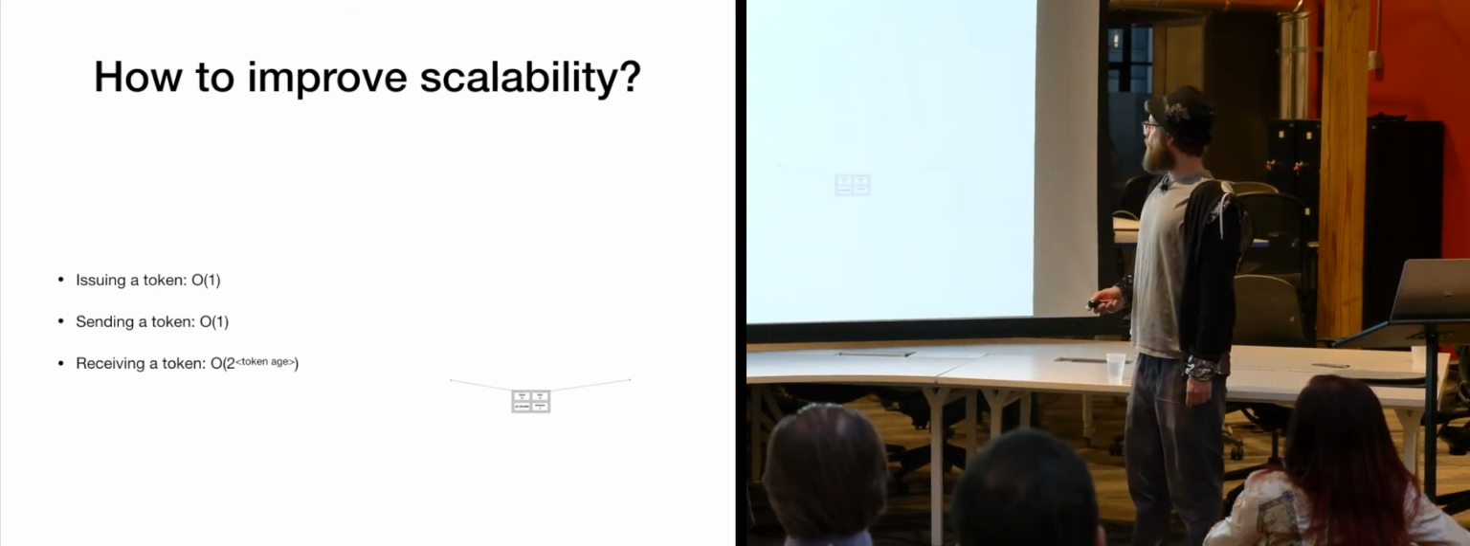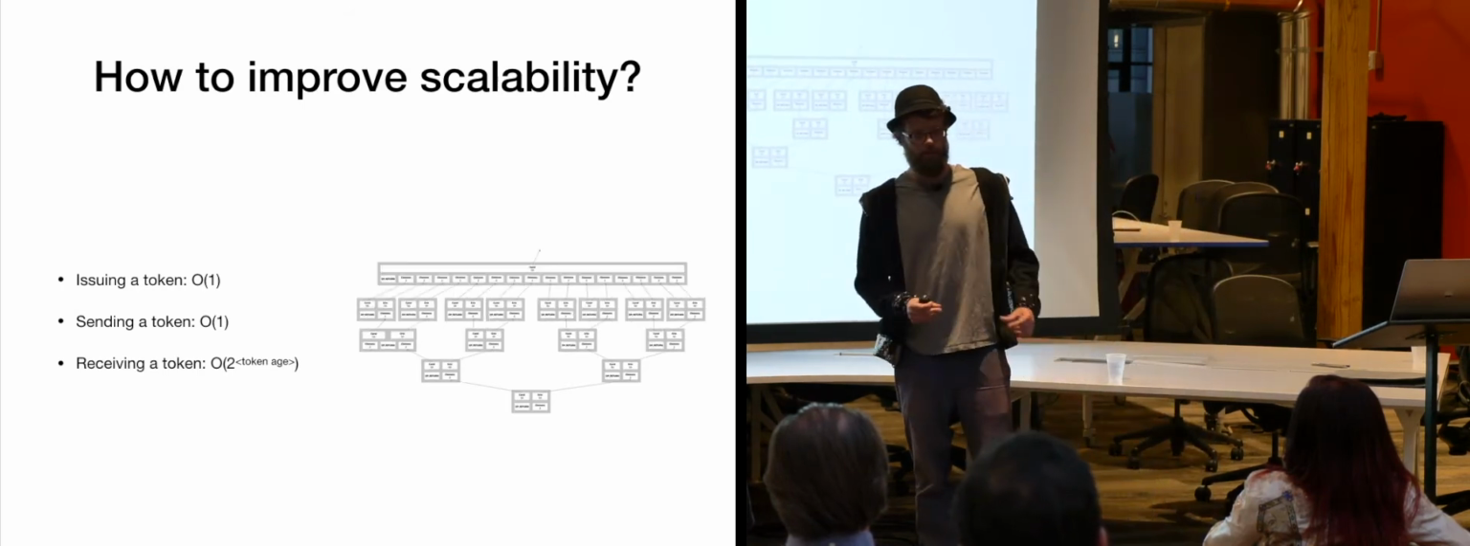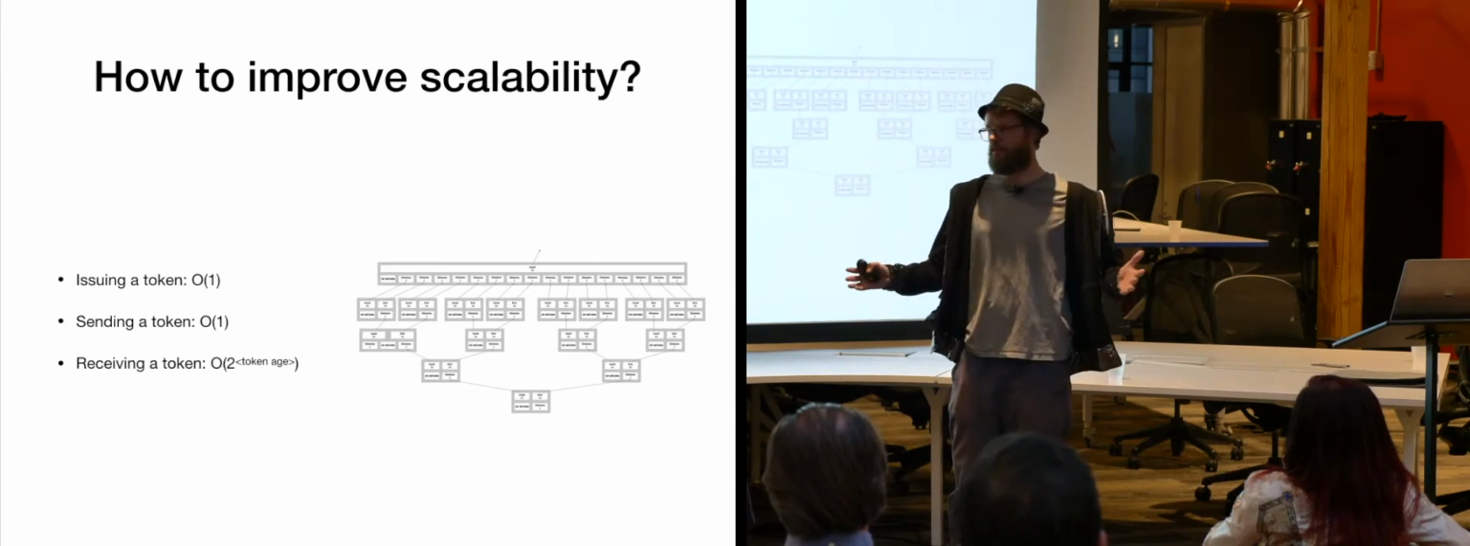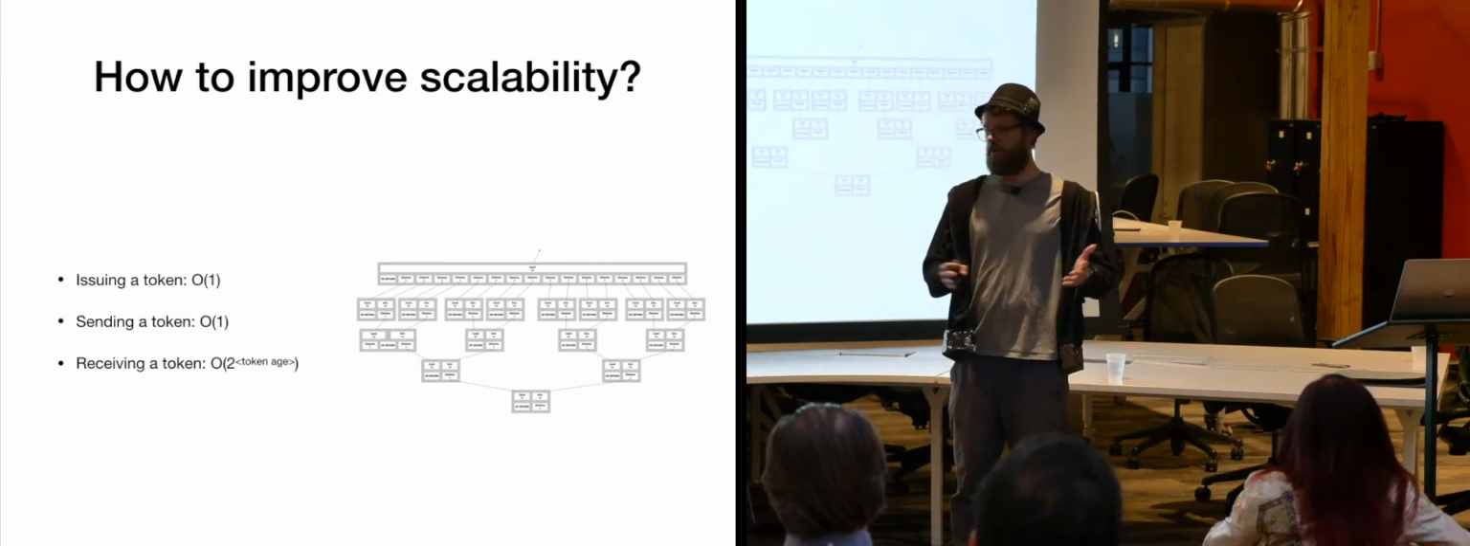Now back to the scalability problem. I talked about scalability: issuing a token is super quick. All I do is build a transaction and send it to the blockchain, and I'm going to say it's constant time. Sending a token is super quick, I just build a transaction, broadcast it to the blockchain, done.